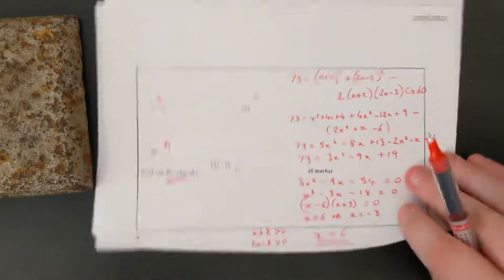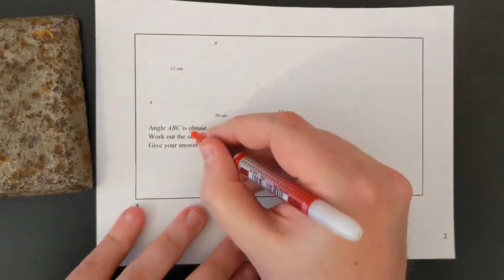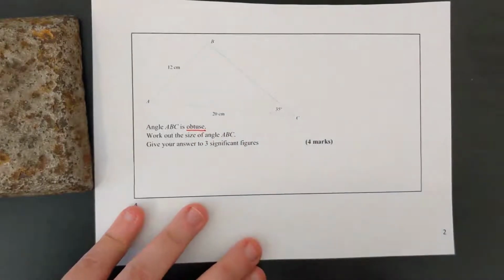The last question I want to look at is this question here. Angle ABC is obtuse. Now that is shouting out at me immediately, sine rule, ambiguous case.